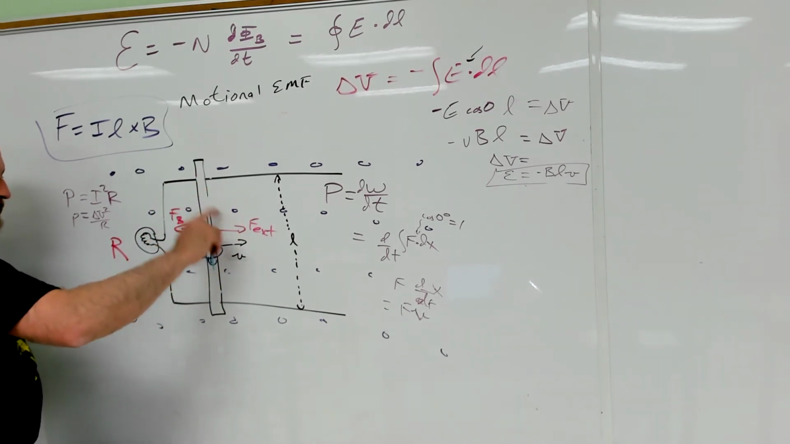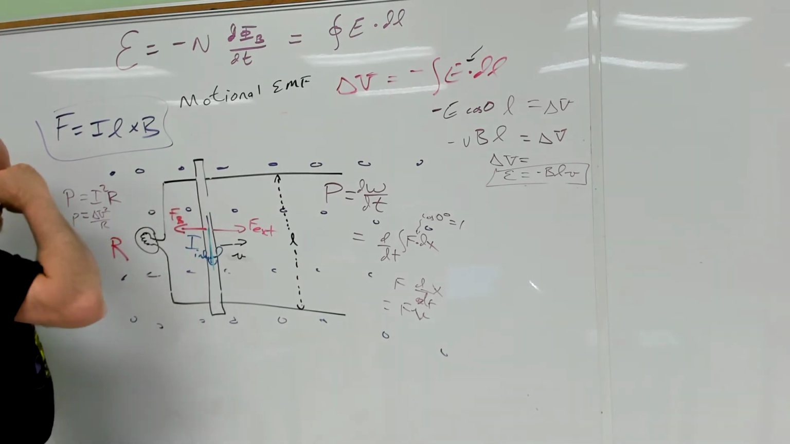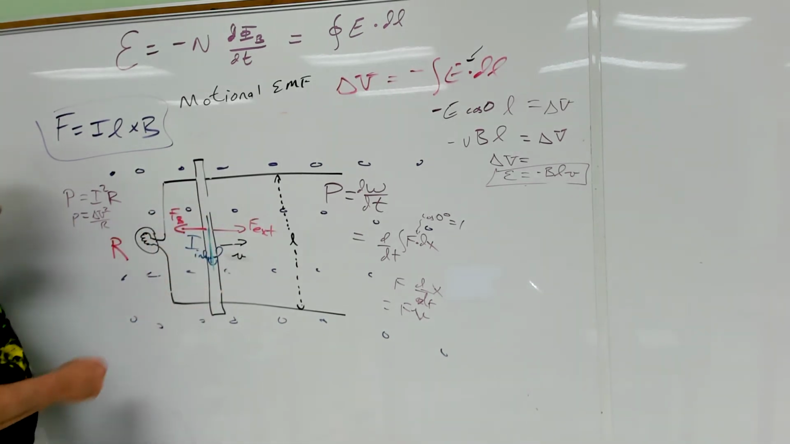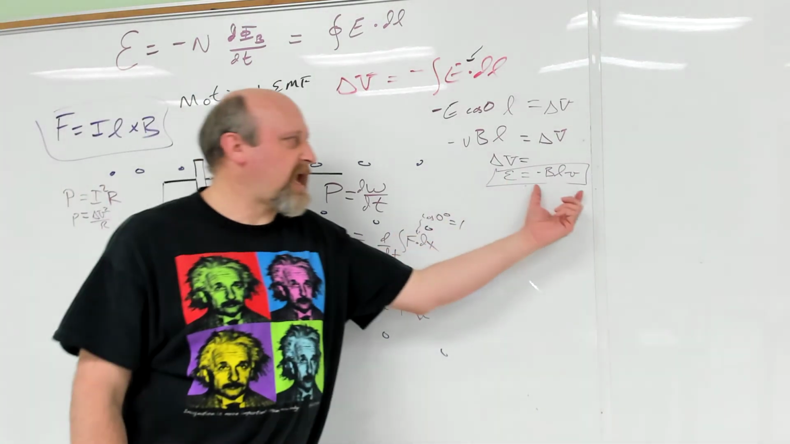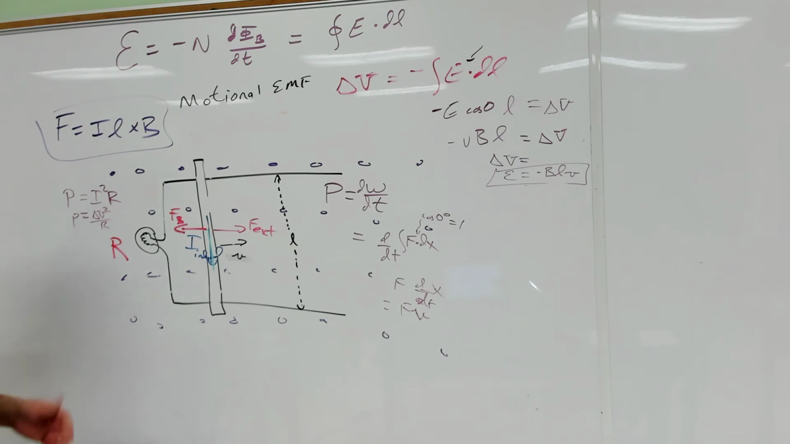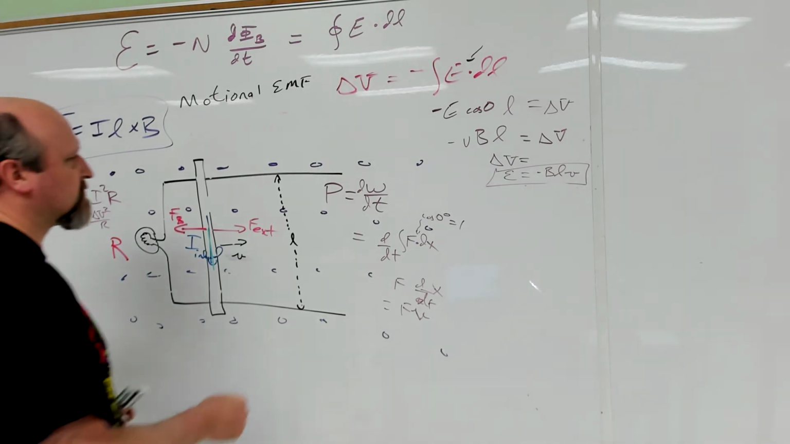If I go around the loop, I'm going to end up back where I started. So the voltage that this puts in is going to balance out with the voltage that comes out here. So this actually is the delta V at the light bulb. I'm going to take that energy back out at the light bulb. So I'm just going to work with that.